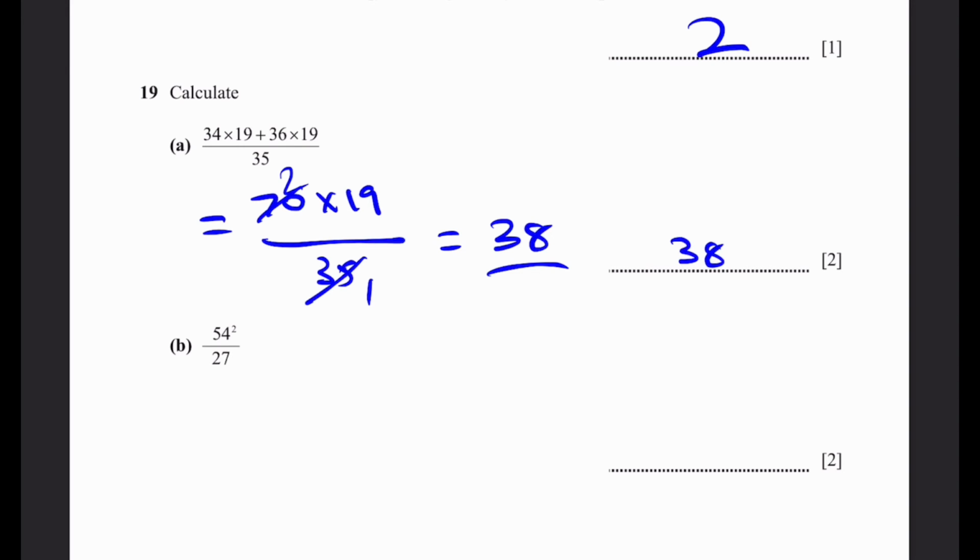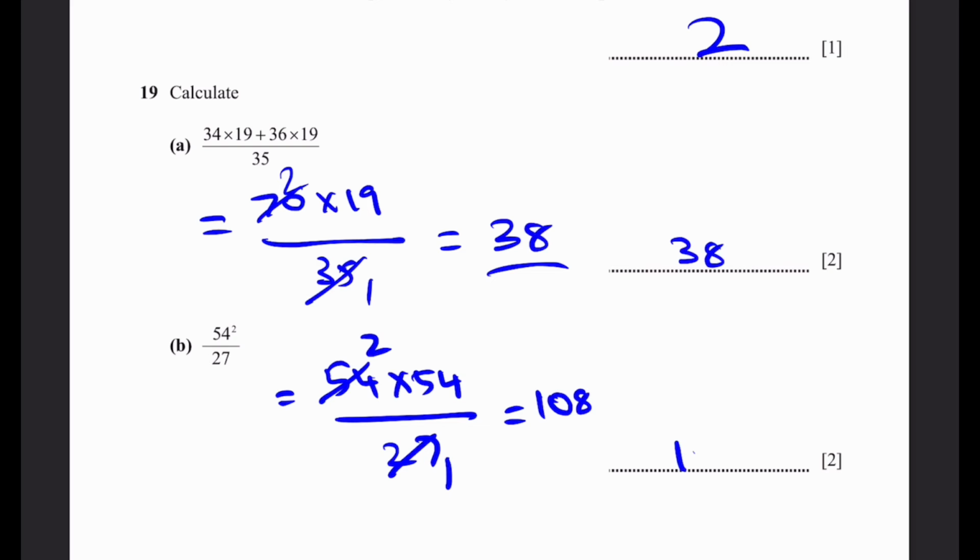Number 2. 54 squared divided by 27. Just take this as 54 multiplied by 54 divided by 27. Now we can cancel out one of the 54s and the 27. And that'll be 108. That's the answer.